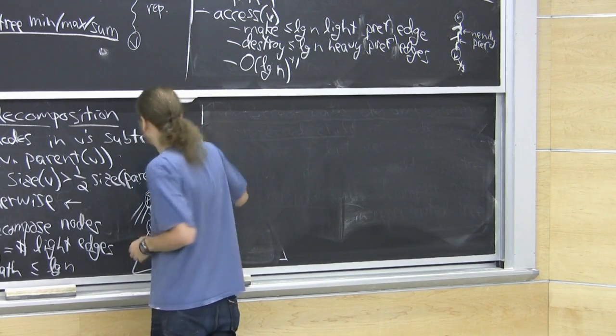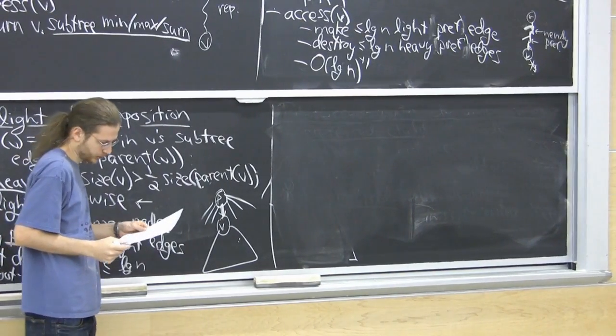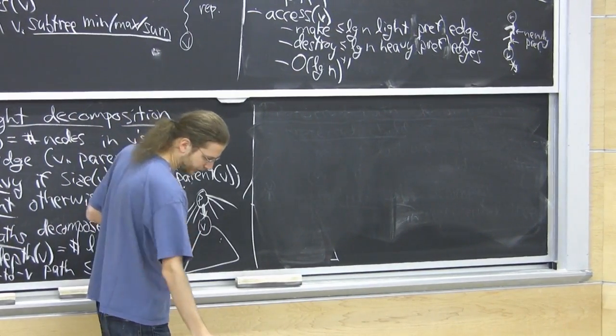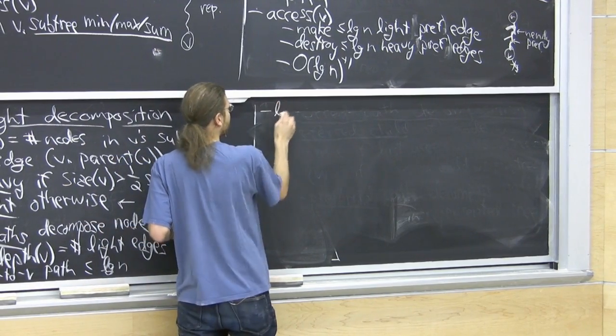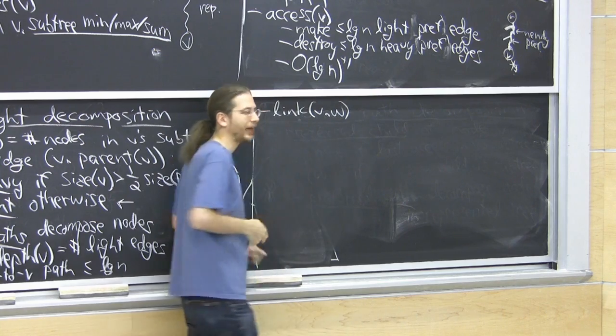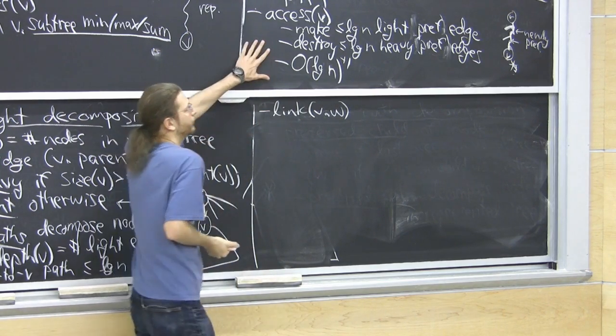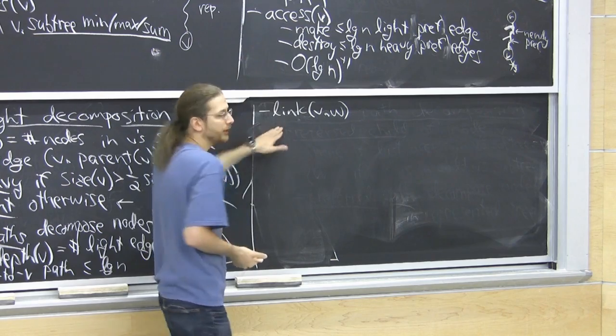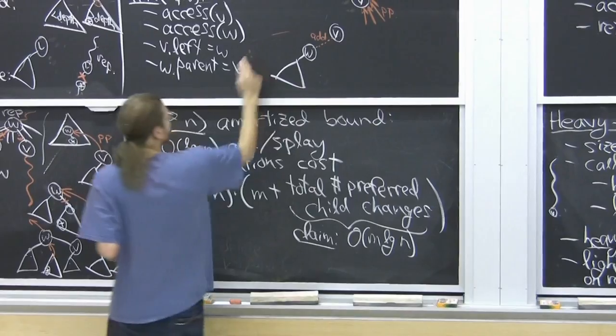Okay, link and cut. Anything much to say here? Yeah. So link and cut don't really change what's preferred. I'm going to think about what link does after it accesses V and W, because access we've already analyzed. So link is just these two operations which add a single pointer.